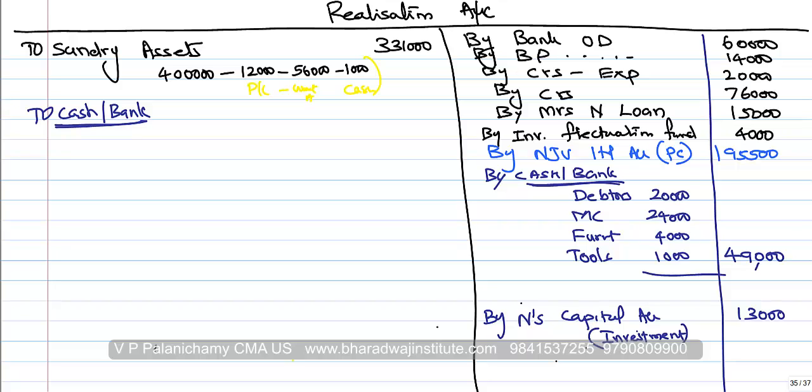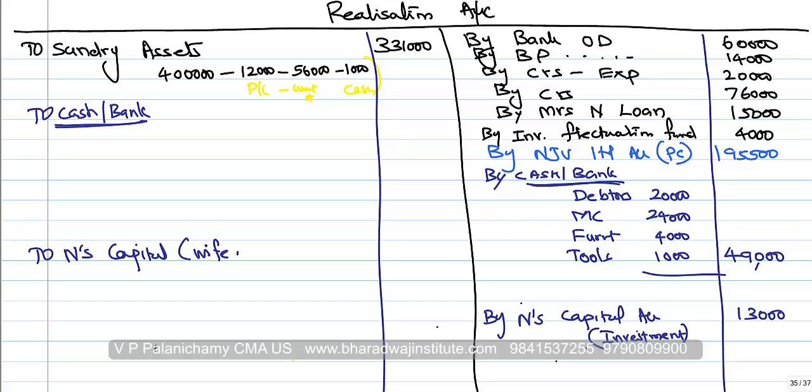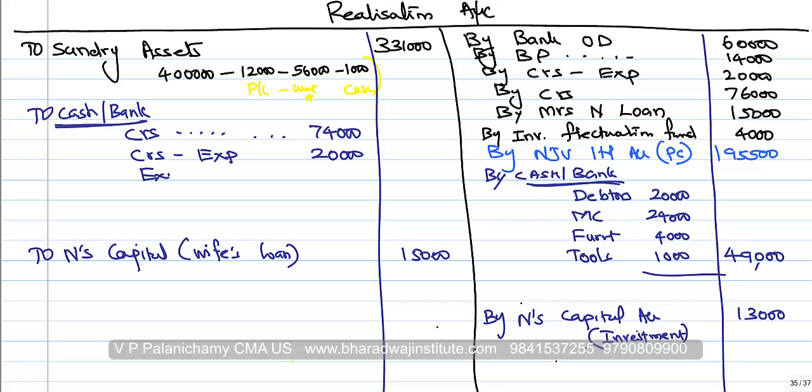What are the liabilities to be paid? To N's capital. This is for the wife's loan paid. What are the other liabilities to be paid? Creditors are paid in full settlement 74,000. Creditors for expenses, it is given paid in full. What is creditors for expenses? 20,000. Then realization expenses 500.